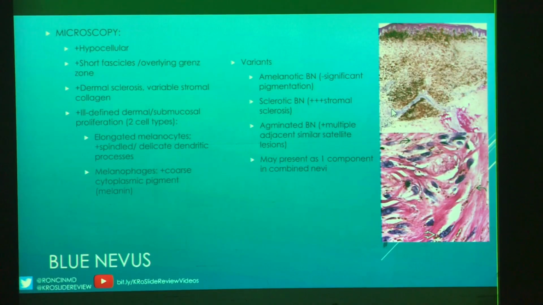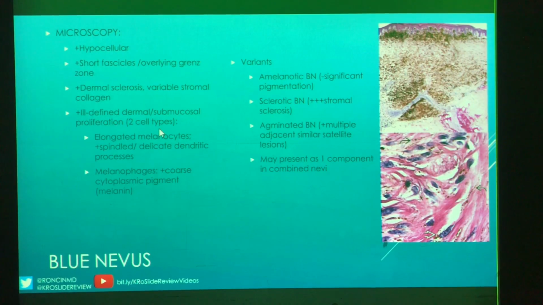Okay, so as we noted, these tend to be rather hypocellular lesions with short fascicles, and the Grenz zones. And again, that dermal sclerosis that we noticed, where we had these very thick collagen bundles in some areas. The actual stromal collagen itself will vary from case to case. So our case didn't have a lot of stromal collagen, but what was there was really sclerotic in appearance.